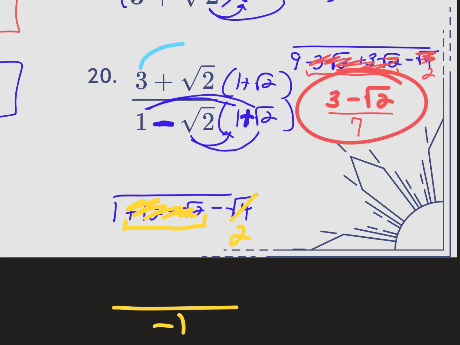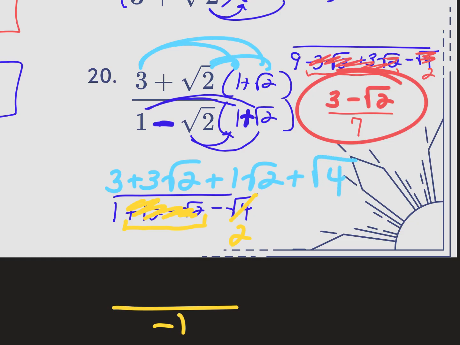What is 3 times 1? 3. What is 3 times the square root of 2? Perfect. You just stick it together. 3 square root of 2. What is the square root of 2 times 1? Plus, I'm going to write a 1 square root of 2. And then the square root of 2 times the square root of 2 is plus the square root of 4.